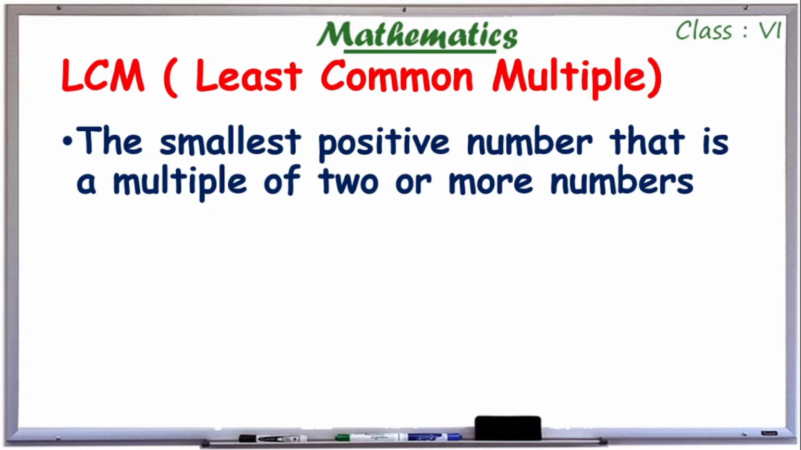The definition of the least common multiple says: the smallest positive number that is a multiple of two or more numbers.